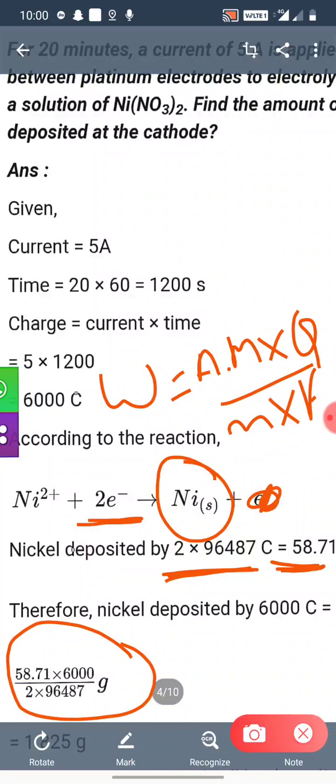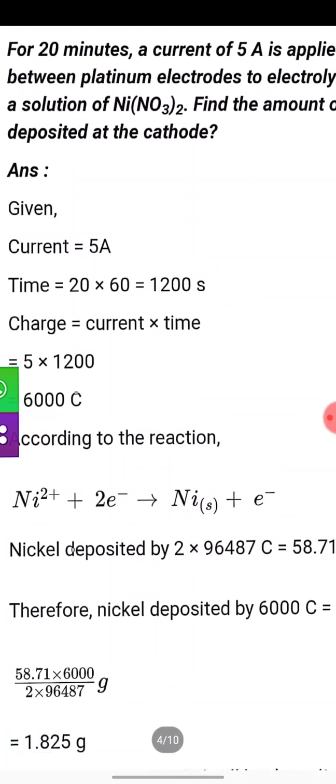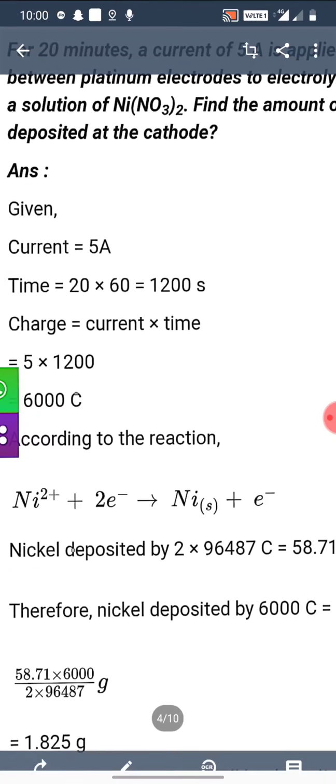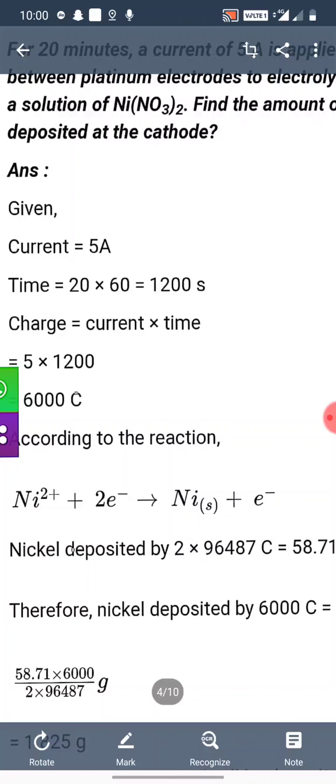You can see here by substituting the values in this formula, the atomic mass of nickel is 58.71, which will be given to you in the question. The charge that you calculated is 6000 coulomb, and n factor here, that is the number of electrons involved, is 2, and the value of Faraday is 96500. This calculation will make you reach the answer, which is 1.825 gram. I hope the numerical is clear to you, children.